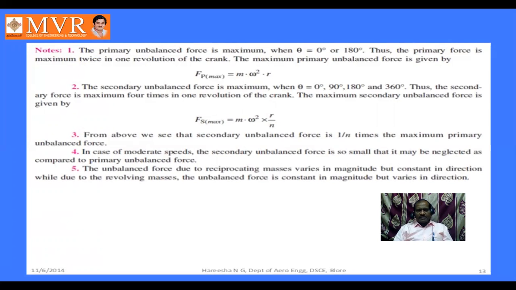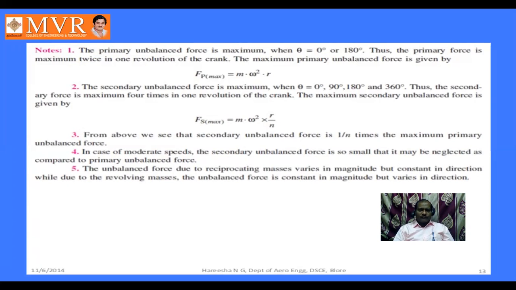From above we see that the maximum secondary unbalanced force is 1 by n times the maximum primary unbalanced force. That is the relation between primary and secondary forces. In case of moderate speeds, the secondary unbalanced force is so small that it may be neglected as compared to the primary unbalanced force. If the engine is rotating at a slow speed, we are able to neglect the secondary unbalanced force.